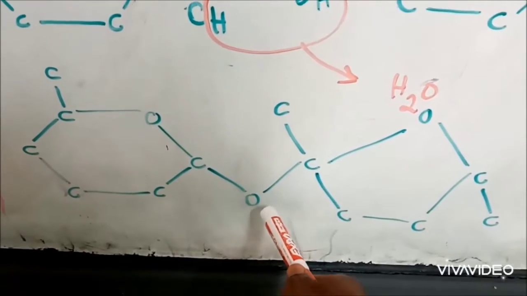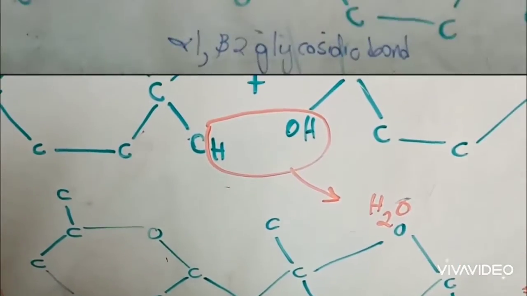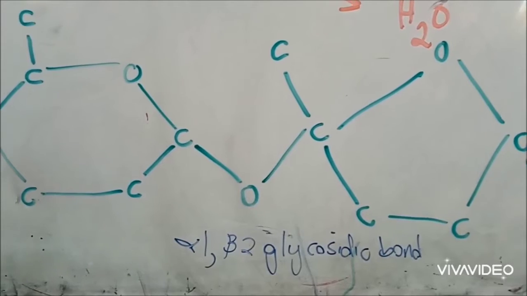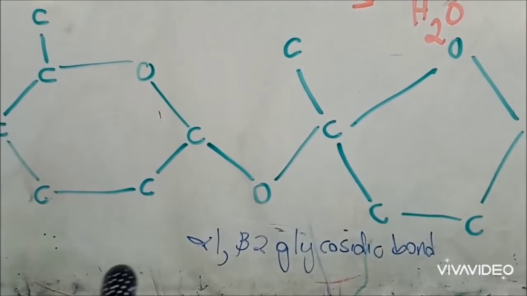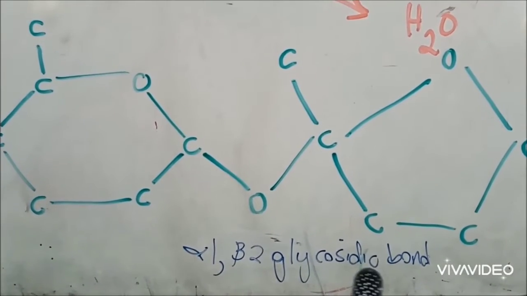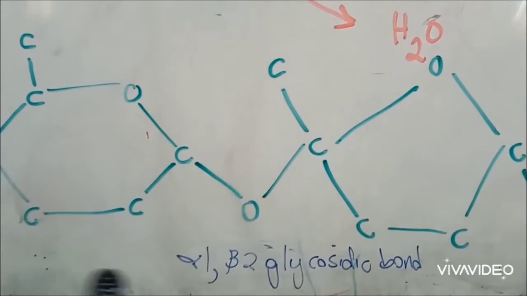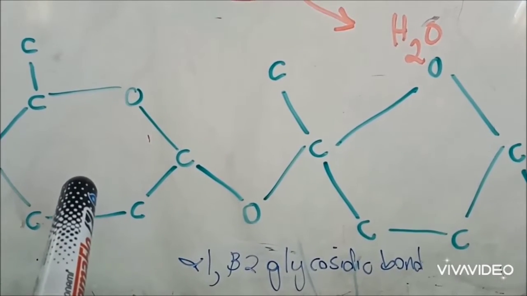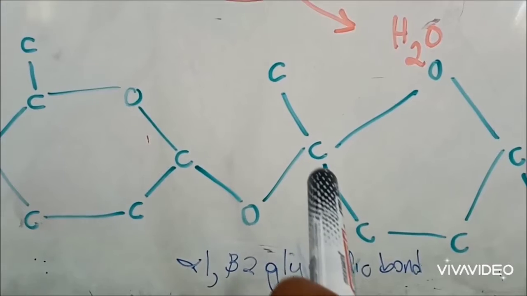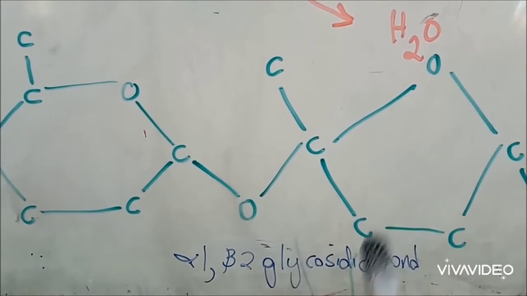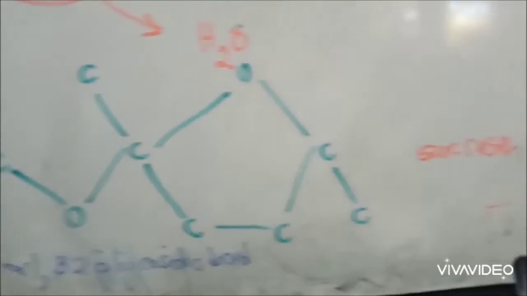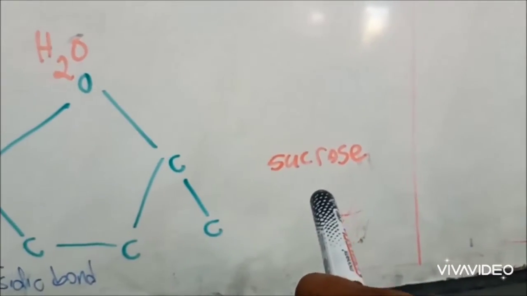The glycosidic bond down here now is going to be called, alright, the alpha 1 beta 2 glycosidic bond. Alpha 1 from carbon 1 from alpha glucose, beta 2 carbon 2 from the beta fructose, glycosidic bond. The molecule is called sucrose.